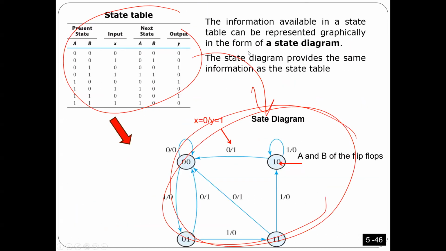Anyway, next time I'm going to explain how you can do it. It's very easy. The difficult part is how to get the table. Once you have this table, I'm going to show you how you can draw the diagram, because both of them give the same information, as I told you. If you have a table, you can make a diagram. If you have a diagram, you can make a table, and so on.